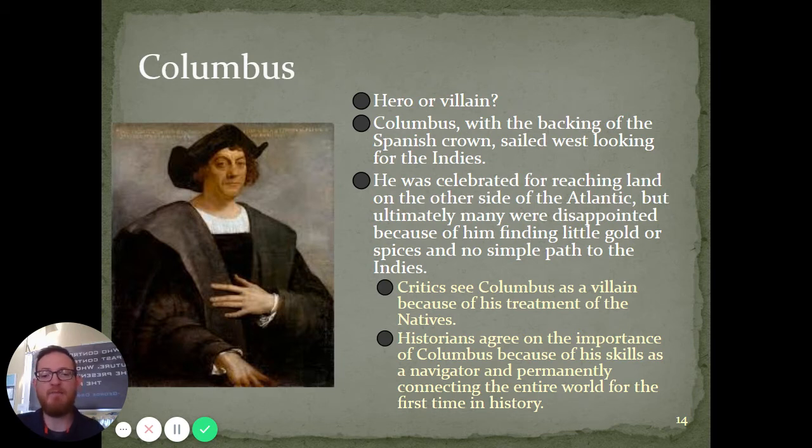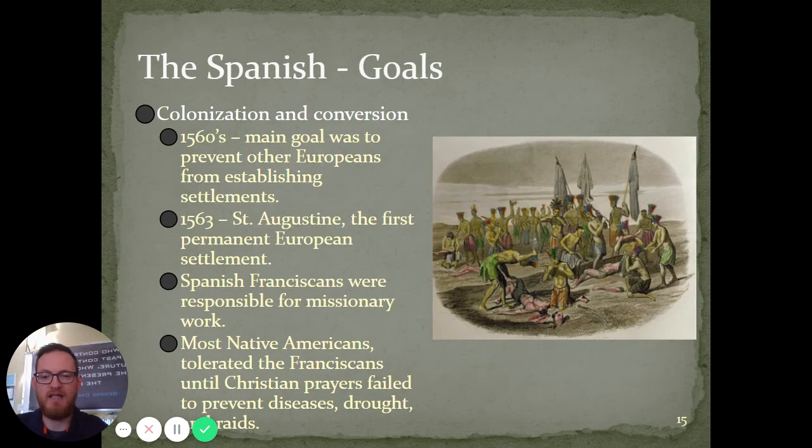So now the reason that people see Columbus as a villain is because of his treatment of the natives, and because what we know now happened to the natives that were here in the New World. Most historians, though, agree that he is still a very, very important character because of his skills as a navigator, and because he is kind of considered responsible for permanently connecting the entire world for the first time in human history. So that's why he is seen as so important because of that, and because of his connecting the world together.